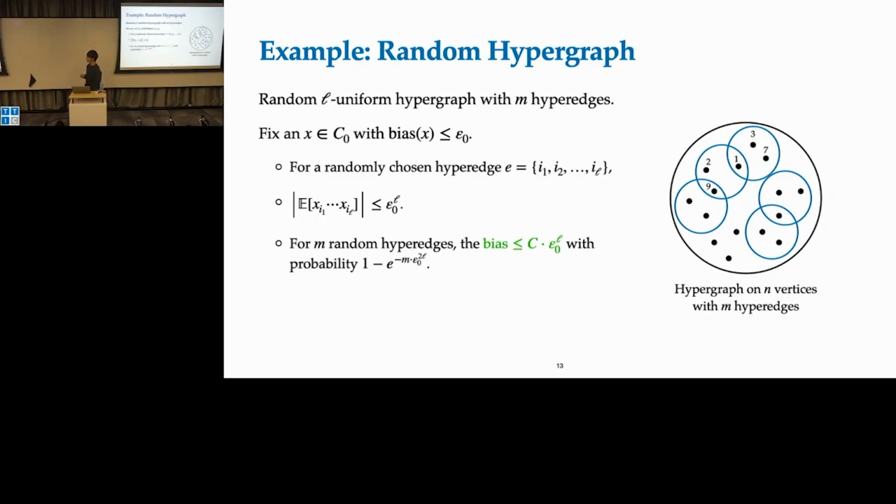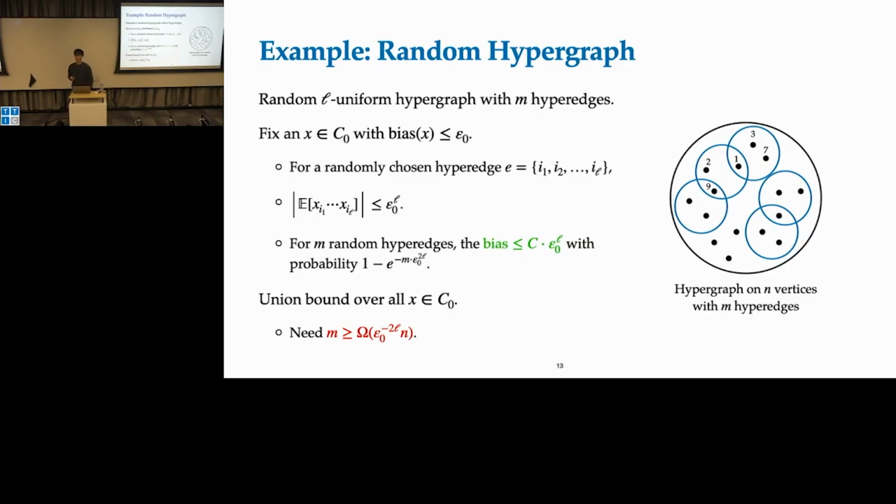And now we can use a Chernoff bound. We choose m random hyperedges. This gives us a bias of some constant times the expectation, epsilon naught to the L, with probability 1 minus e to the negative m epsilon naught to the 2L. So the error probability is e to the negative number of things we're choosing times the error squared. Now, this is for fixed x. We want to union bound over all x in the base code. For the union bound to work, we need m to be at least epsilon naught to the negative 2L times n.